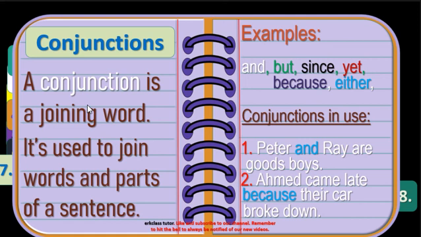We also have kinds or different types of conjunctions. For example, the conjunction because here is giving the reason as to why the first part of the sentence action took place. Ahmed came late because their car broke down. We will learn more about the types of conjunctions in another video.